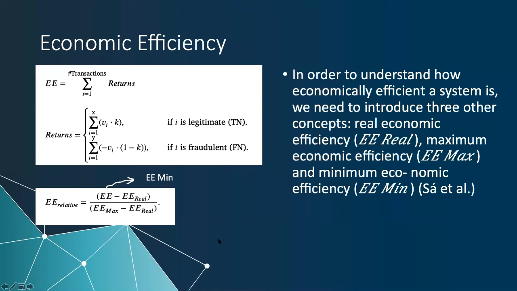There is an EE relative score that uses max and min economic efficiency scores. EE max could be defined as the algorithm predicted every classification correctly, and EE min is where every prediction is misclassified. So EE relative here is EE min minus EE real divided by EE max minus EE real. That could be a very efficient economic efficiency evaluation metric that could be used in fraud detection algorithms with machine learning.